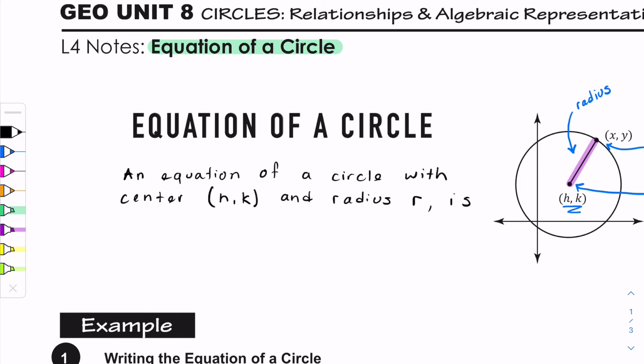So an equation of a circle with a center at h comma k and a radius of r is going to be x minus h in parentheses squared plus y minus k in parentheses squared, and this is going to be equal to the radius squared.